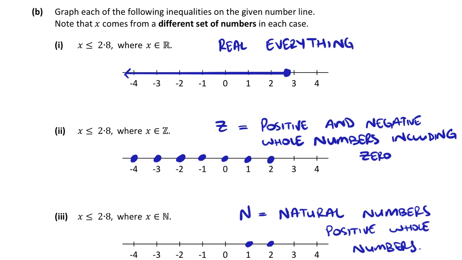And we know already from what we did earlier that a real number includes everything. Positive and negative whole numbers including 0, and it also includes decimals and fractions. So 2.8, if this is 3, if this is 2, 2.8 is going to be somewhat closer to 3, so it's going to be somewhere around here.